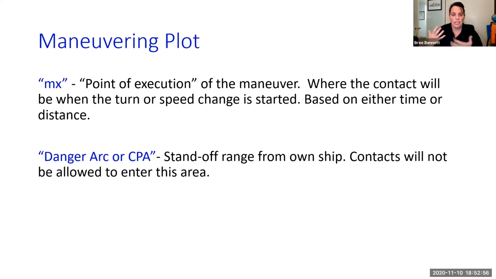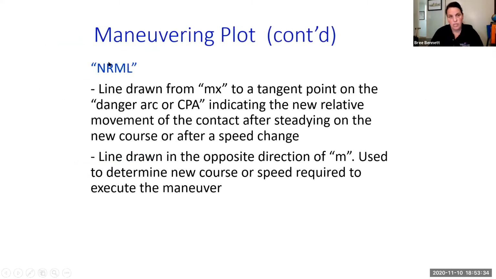So it can kind of be called a danger arc. I don't want anyone to come within this scope or within this CPA of me. So yeah, your contacts will not be allowed to enter this area if I have to change course or they have to change course depending on whose stand on give way. So that CPA, our original CPA, we find, and then we create a new relative motion line by using our own CPA, which will be given to us in the problem. And with that, we have our new relative motion line.